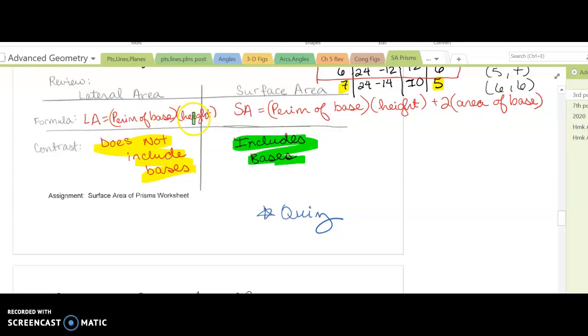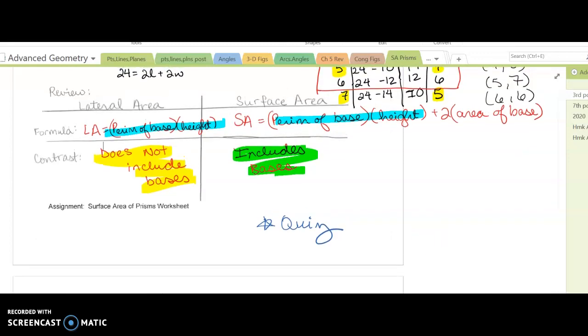So this one's just perimeter of the base times height for the lateral area. Surface area includes lateral area, right? All of this is lateral area, but then you're just adding on to it also the two bases. Okay, so just to be clear, I want to make sure everybody understood the difference between those two.